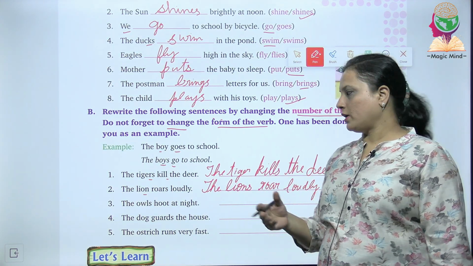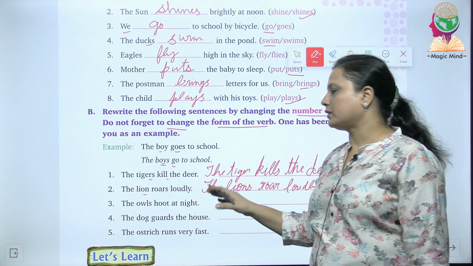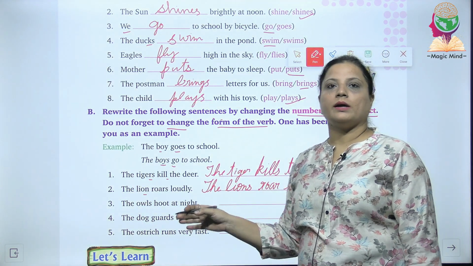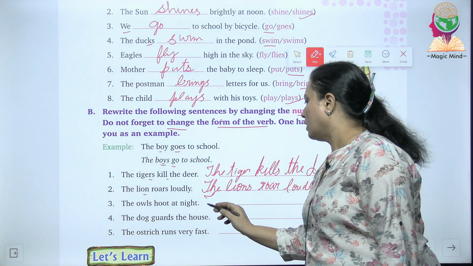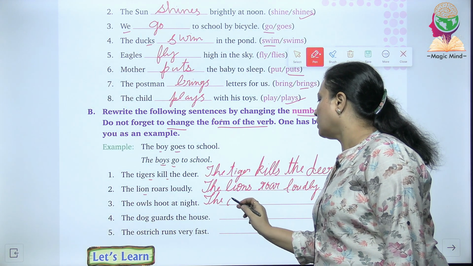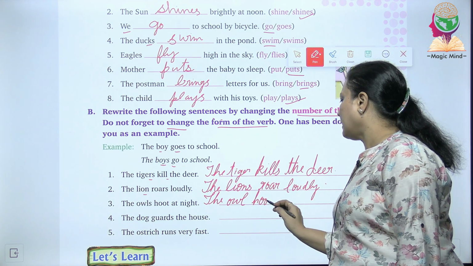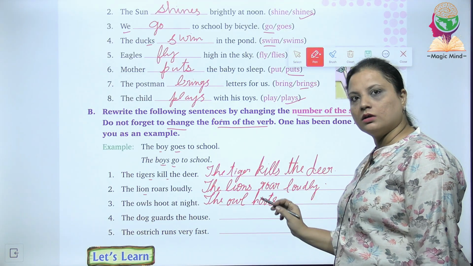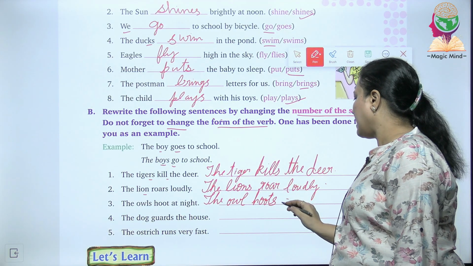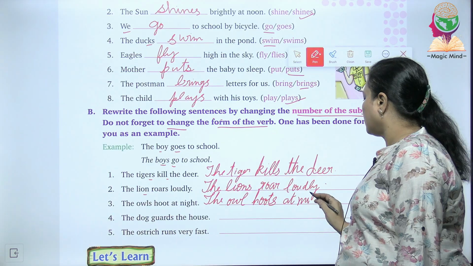Then the third one over here is the owls hoot at night. Owls is plural over here. We will change it into singular now, and it gets changed into the owl. Hoot will get changed into what? H-O-O-T-S. The owl hoots at night. And then a full stop.